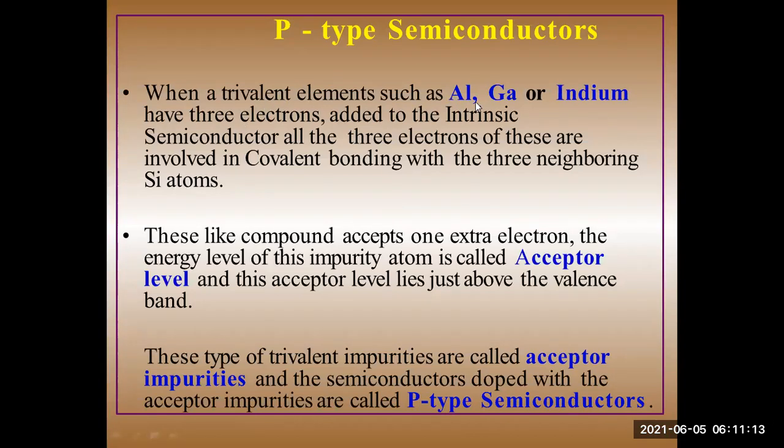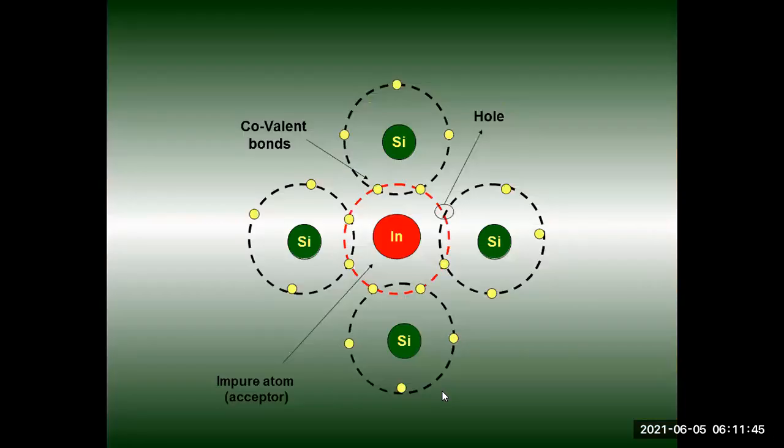When a trivalent impurity is added, again I'm taking a pure semiconductor, either silicon or germanium. To this semiconductor I'm adding aluminum, gallium, or indium, elements which have three valence electrons. This is added to the intrinsic semiconductor, so now these valence electrons are involved in covalent bonding with the neighboring silicon atoms, right? We say that if you add a trivalent impurity, it is called an acceptor impurity, or a p-type impurity.